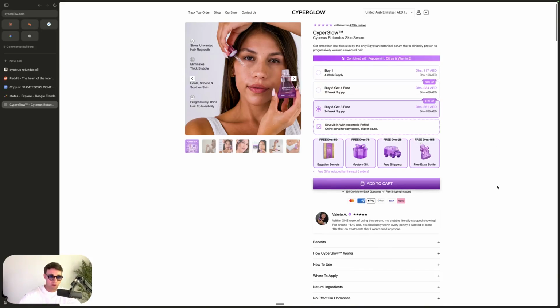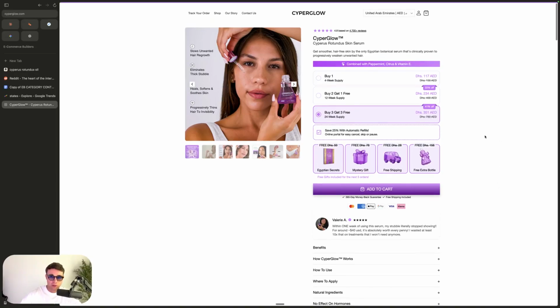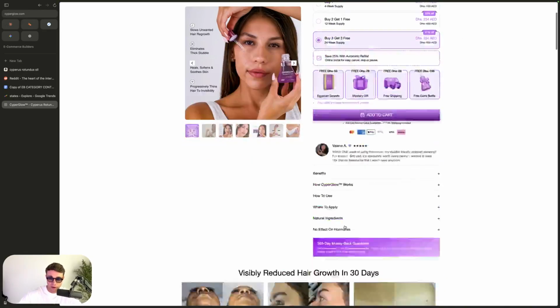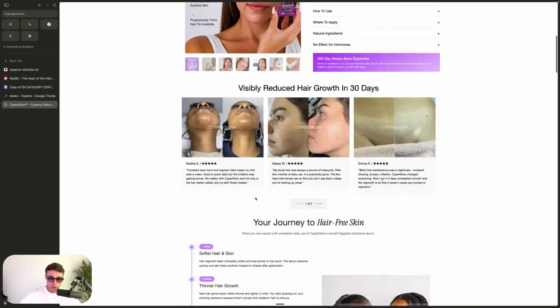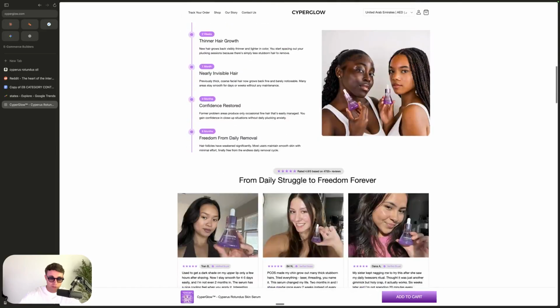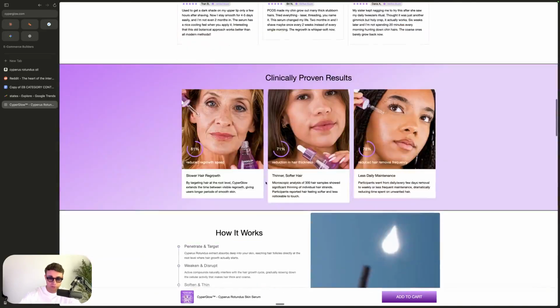Now, when I mentioned starting broad, you want to start with the overarching, main core category slash problem. If we look at this product here, you can see it says get smoother hair-free skin, and it's clinically proven to progressively weaken unwanted hair. Then you can see visibly reduce hair growth in 30 days. Within 1 week of using the serum, my stubble literally stopped showing, for around $40. Your journey to hair-free skin, from daily struggle to freedom forever.